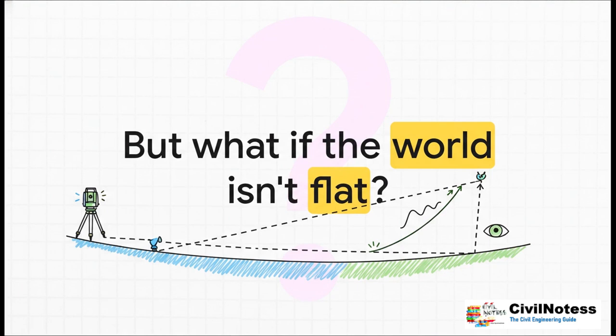And this is the question that really separates basic leveling from high-precision surveying. See, your instrument projects a perfectly straight horizontal line of sight, but a true level line actually curves to follow the surface of the Earth. Over distance, these two lines spread apart. So we have to apply a correction for this curvature, and another one for atmospheric refraction, which is just the fancy term for how light bends as it travels through the air.